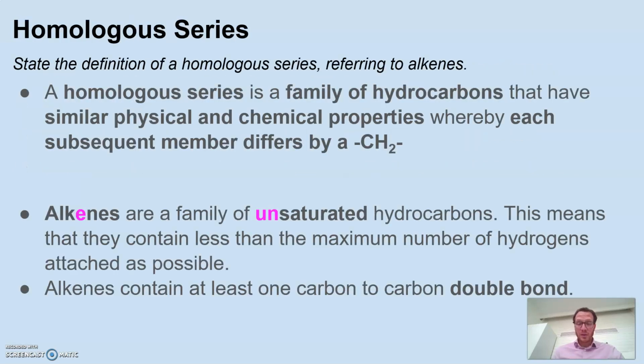We've seen this idea of homologous series before, remembering that homo means the same, so there's something about it which is the same. A series is a family of hydrocarbons, each with similar chemical and physical properties. Each subsequent member differs by a CH2. So the definition of homologous series is the same for any homologous series when referring to hydrocarbons. In reference to alkenes, an alkene is what's called an unsaturated hydrocarbon, remembering that a hydrocarbon is something which is predominantly composed of hydrogen and carbon atoms together.